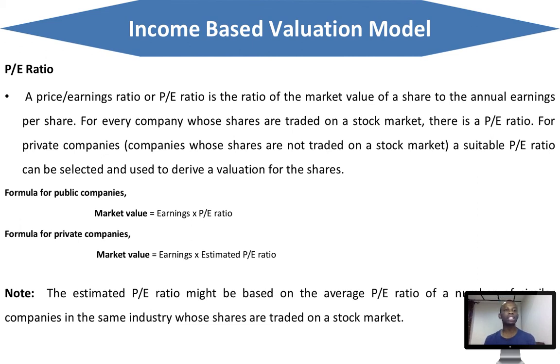So basically, to get the market value for a public company is very simple, because if you have your earnings and you have a PE ratio, earnings multiplied by PE ratio will give you the market value. The PE ratio is price divided by earnings. That means price, which is the market value, is equal to earnings times PE ratio. The same applies for private companies. But private companies only have earnings, but do not have an estimated PE ratio. Neither do they have market value. So what will you do? You have to get the estimated PE ratio in order to get their market value.